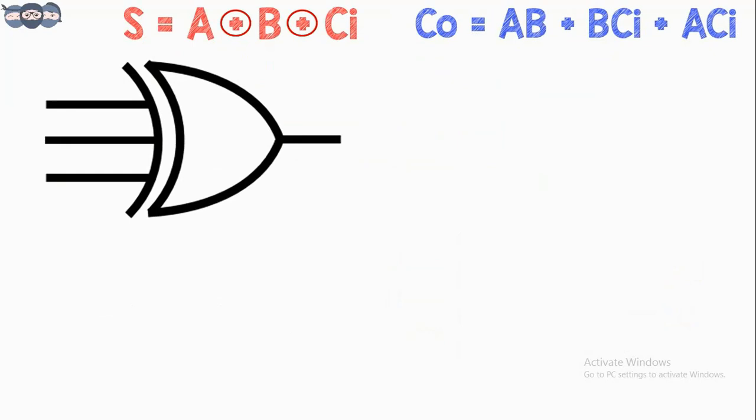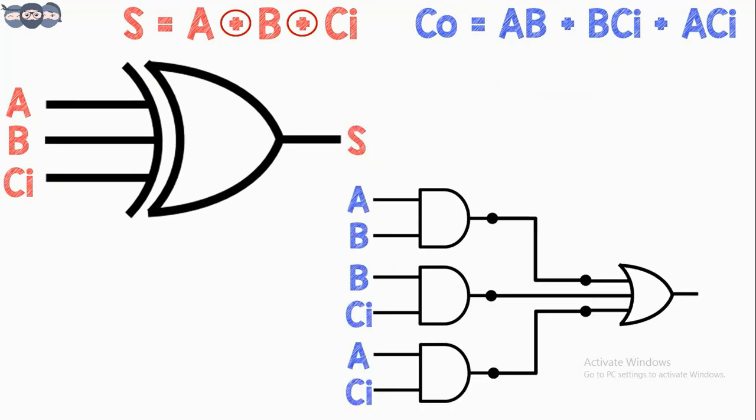As seen here, the inputs A, B and Ci are connected to a 3-input XOR gate whose output is the S bit. AB, BCi and ACi are connected separately to 3 AND gates, and the outputs of these gates are connected to a 3-input OR gate whose output corresponds to Co. In this manner, one can build a full adder circuit using basic gates.